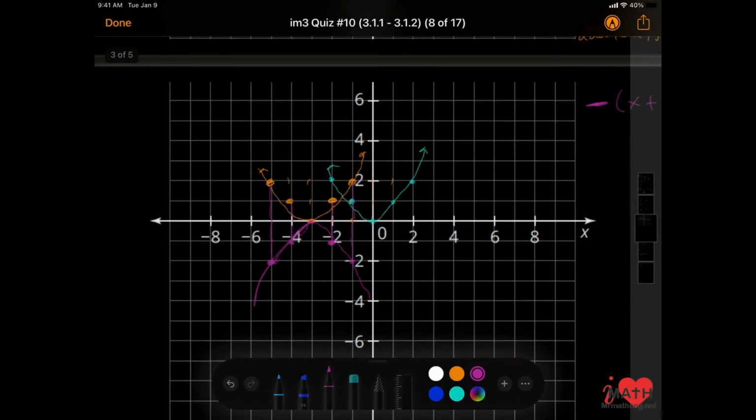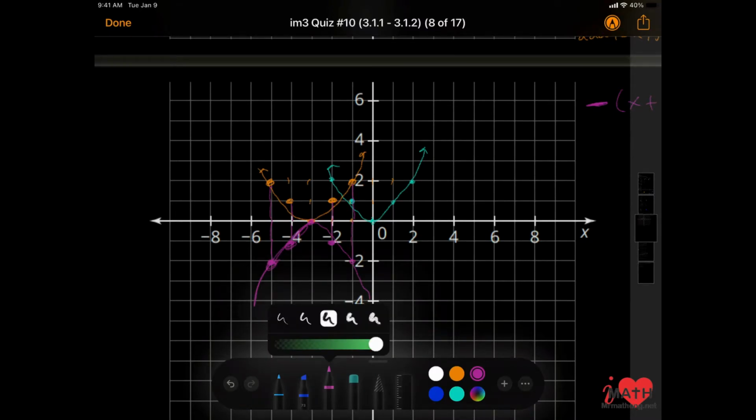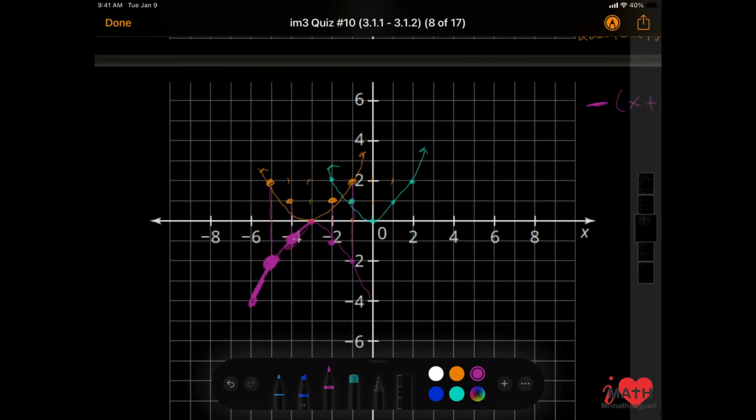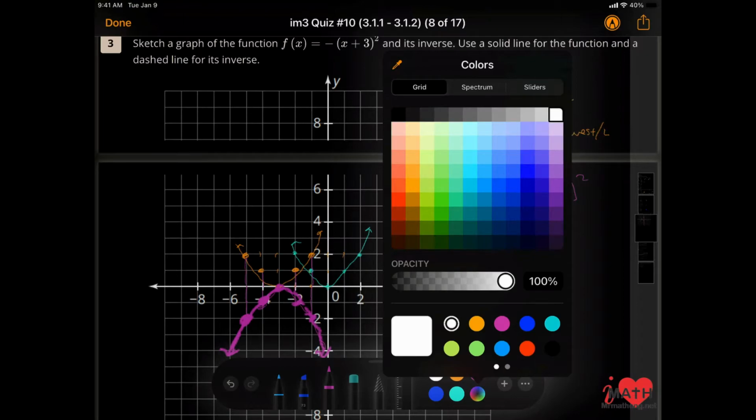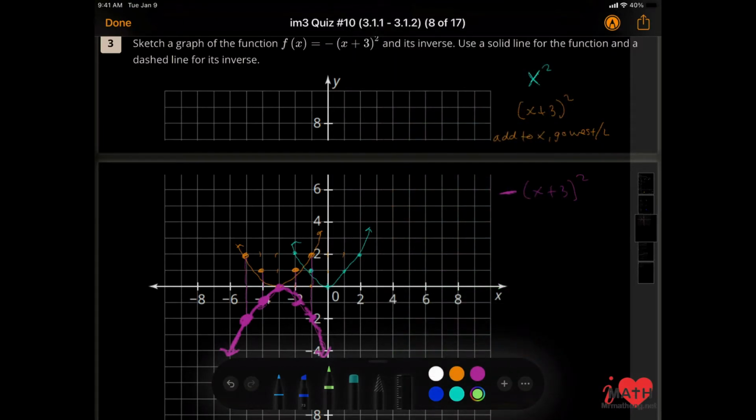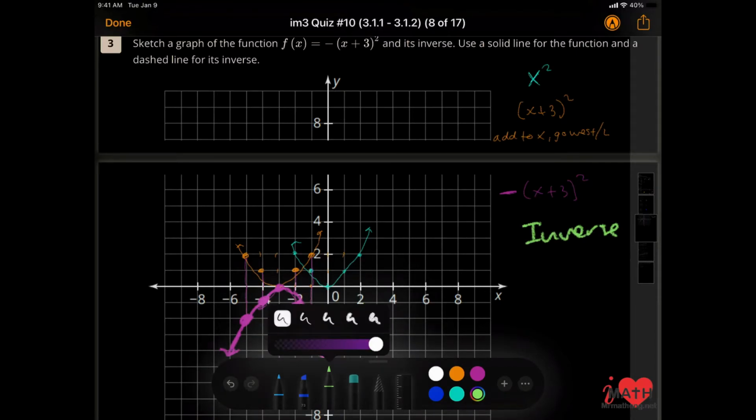Okay, so I'm going to darken this one because it said a solid graph. Just increase the thickness. Okay, now it says use a solid line for the function and a dash for its inverse. For the inverse, what color have we not used yet? Let's do green.